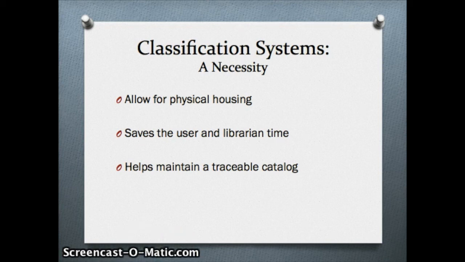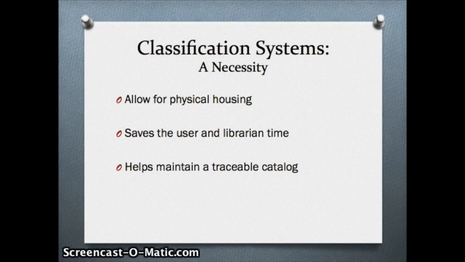The use of classification systems also saves both the patron and librarian time in the future when looking for a specific item, which is a necessity when a library is busy and one cannot dedicate hours of browsing to find a single item, which, to be honest, not many people can say they have.